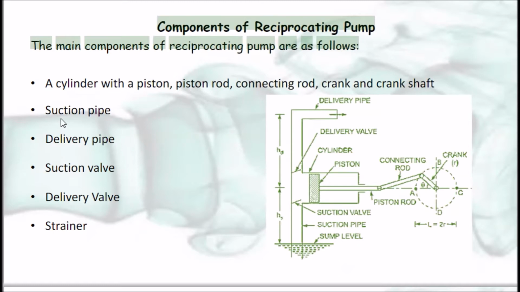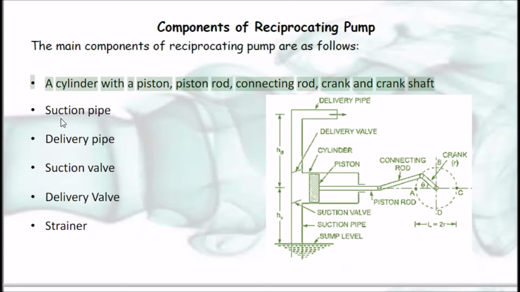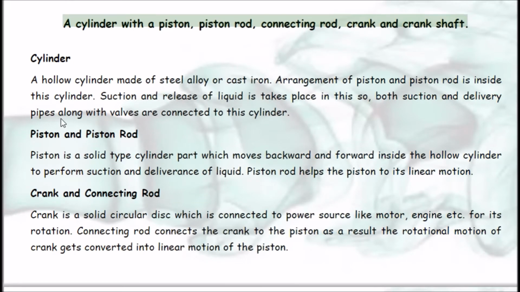Components of reciprocating pump. The main components of reciprocating pump are as follows: a cylinder with a piston, piston rod, connecting rod, crank and crankshaft, suction pipe, delivery pipe, suction valve, delivery valve, strainer.